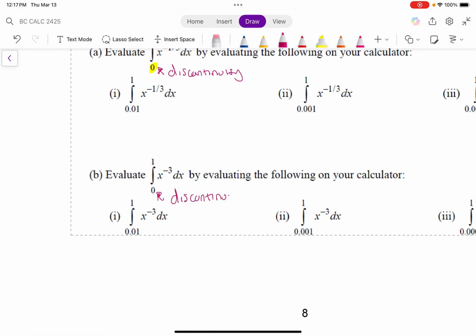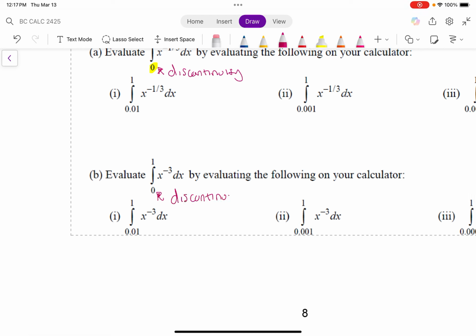If you use a calculator, you can examine all these integrals here, and you'll notice that the top ones actually approach a value, whereas the bottom ones don't. So we'll address that in a minute. Let's just take a quick look at an exercise where we describe whether each of these integrals is improper or proper.